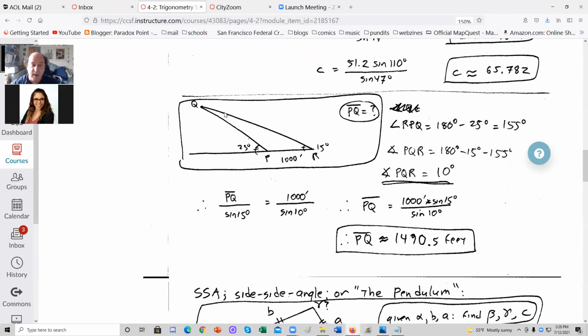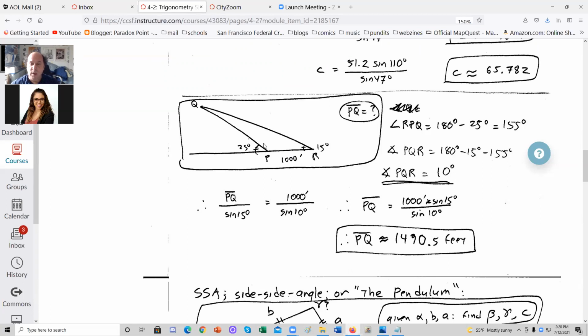Here we have, well, in the book, this is the top of a mountain, and here we crane our necks up 25 degrees. That's called an angle of elevation. When we back off 1,000 feet, we have to crane our necks by only 15 degrees. The question is, what is this distance PQ?